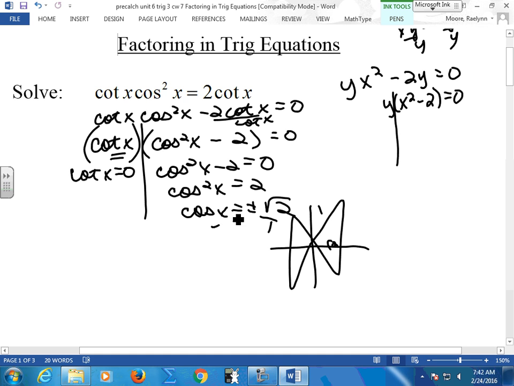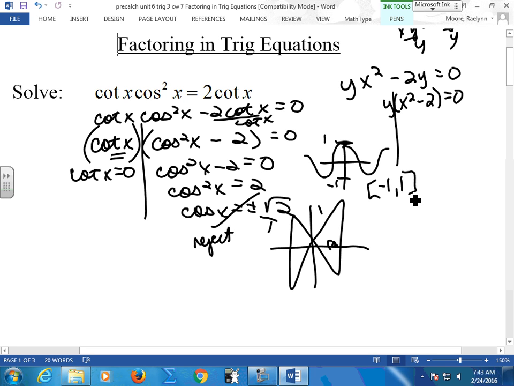So we say reject this. Oh, that's what it is. All that for that, yes. That's not fair. Yes, but that happens, right? Here's my 1, here's my negative 1. Your cosine goes from negative 1 to 1, so I can't be out of that range. So I don't have an angle. And an easy way to check it is just say in your calculator, second cosine, radical 2. And it's going to say error for some reason.